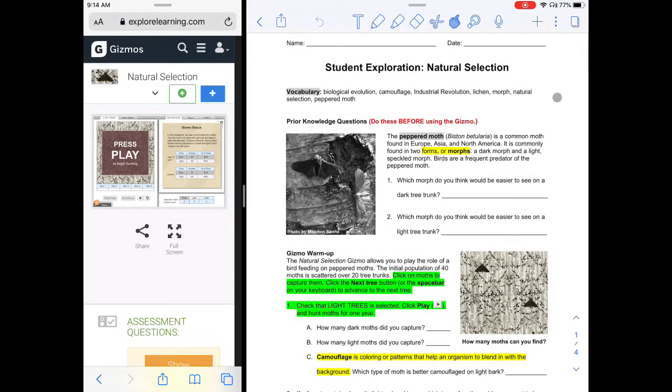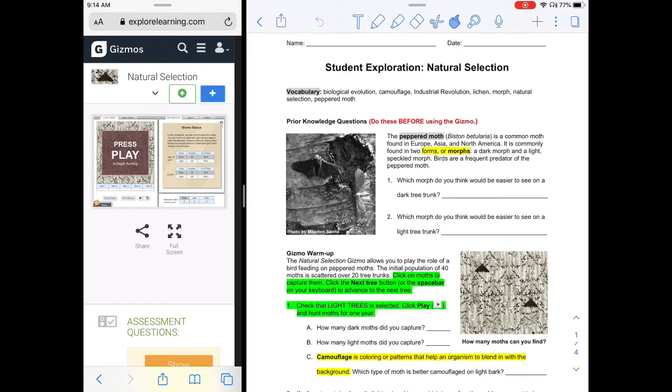Hello again, 7th graders. So today you're going to be working on the gizmo for natural selection. And this video is going to be focused more on specifically going through the entire assignment and giving you a little bit of help if you would like that.